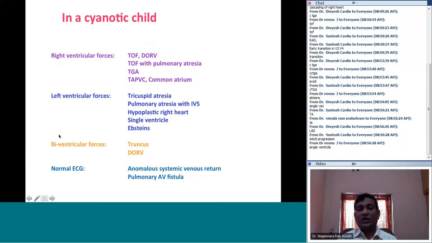So my dear students, to summarize today's talk, in cyanotic congenital heart disease: right ventricular dominance, tetralogy of Fallot, double outlet right ventricle, tetralogy of Fallot with pulmonary atresia, TGA, TAPVC and common atrium. Left ventricular dominance: tricuspid atresia, pulmonary atresia with intact septum, hypoplastic right heart syndrome, single ventricle and Ebstein anomaly. Biventricular forces: truncus, and double outlet right ventricle sometimes you will see. Whereas a normal ECG you see in abnormal systemic venous return and pulmonary fistula. So I conclude my session.